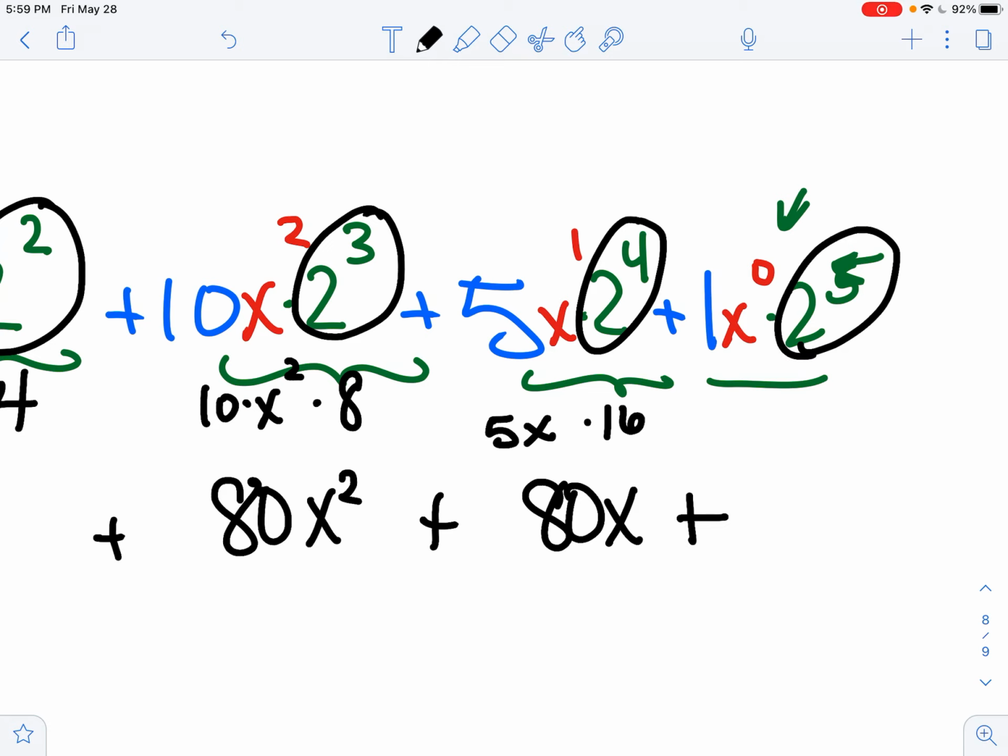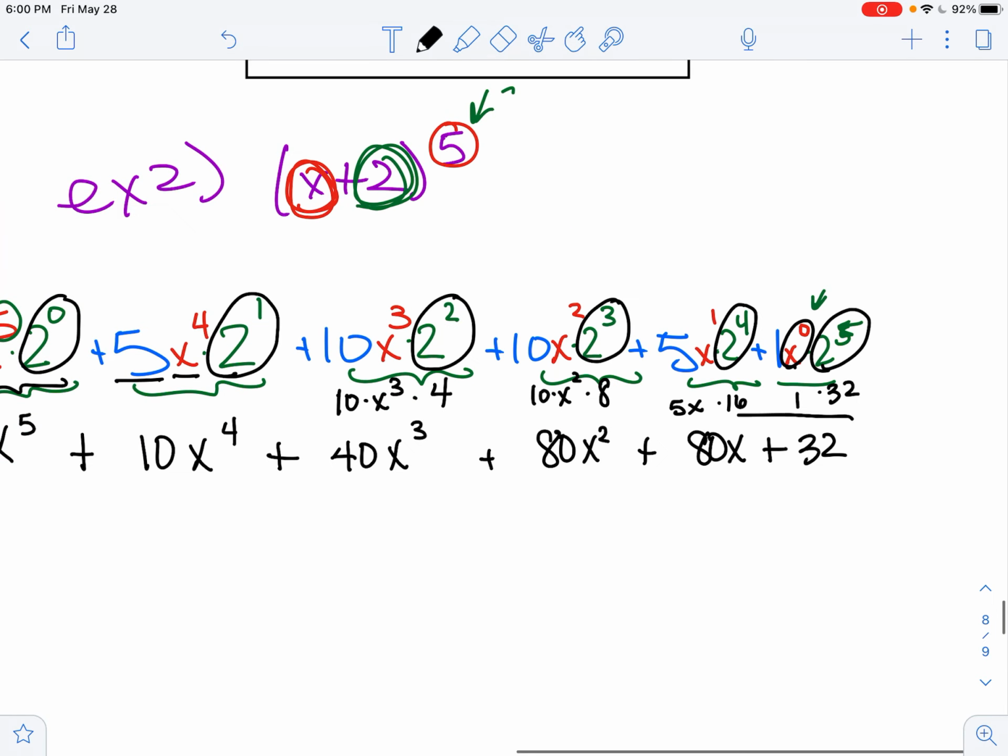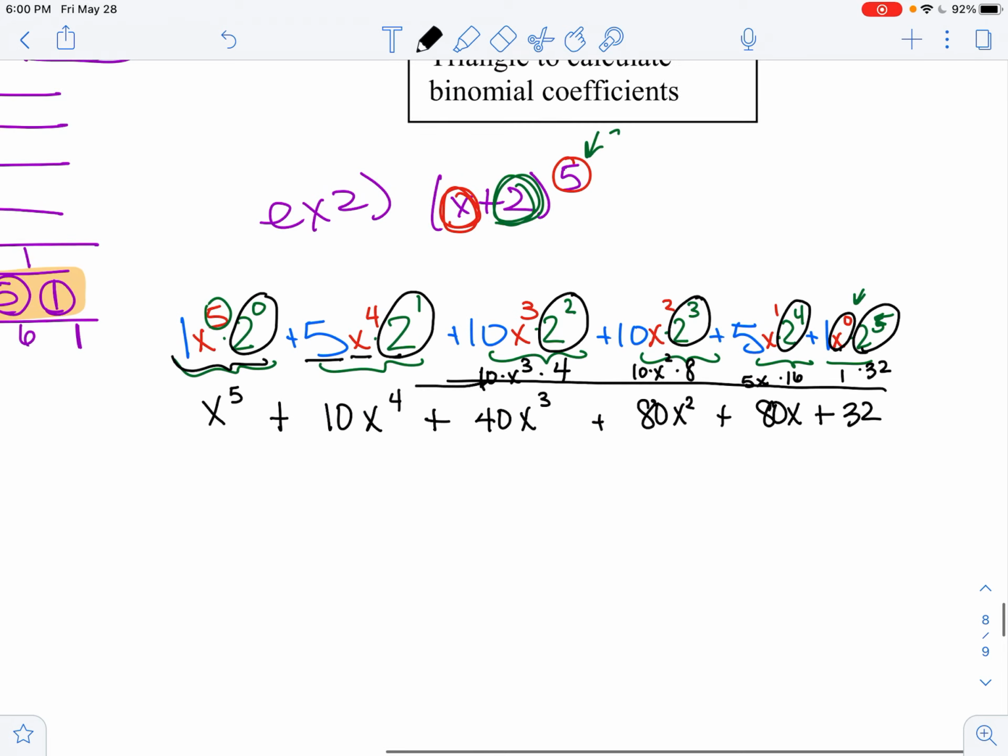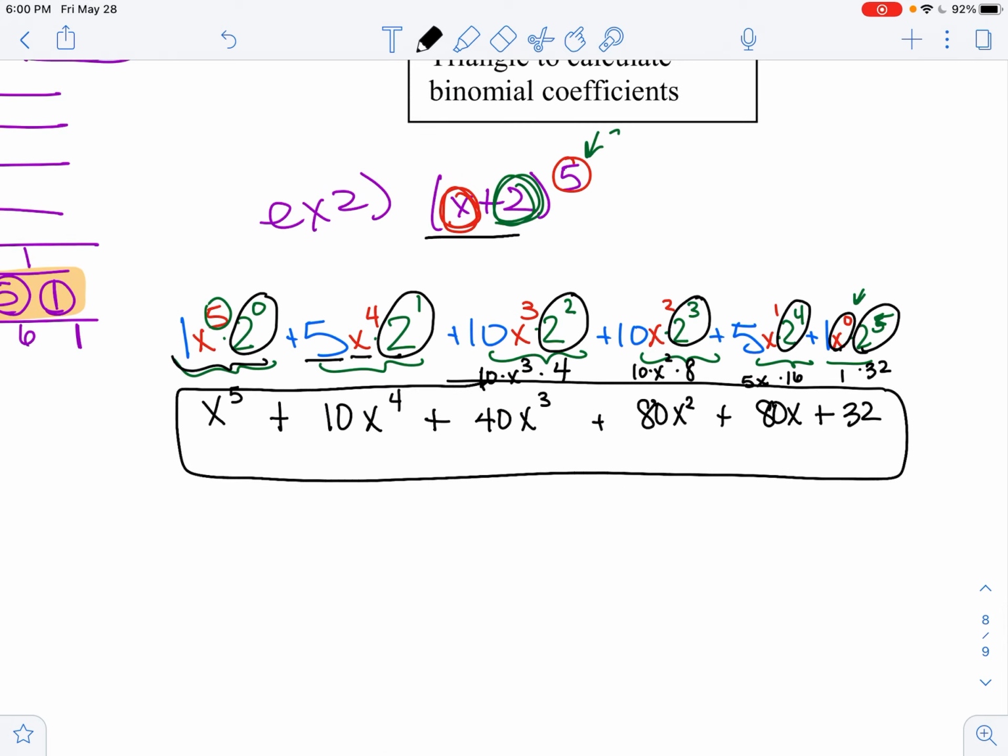And then 2 to the 5th is just 32. And then x to the 0 is just 1. So we get 1 times 32 is 32. So that is that whole expansion of x plus 2 to the 5th without having to FOIL 5 times over many, many, many exponents.